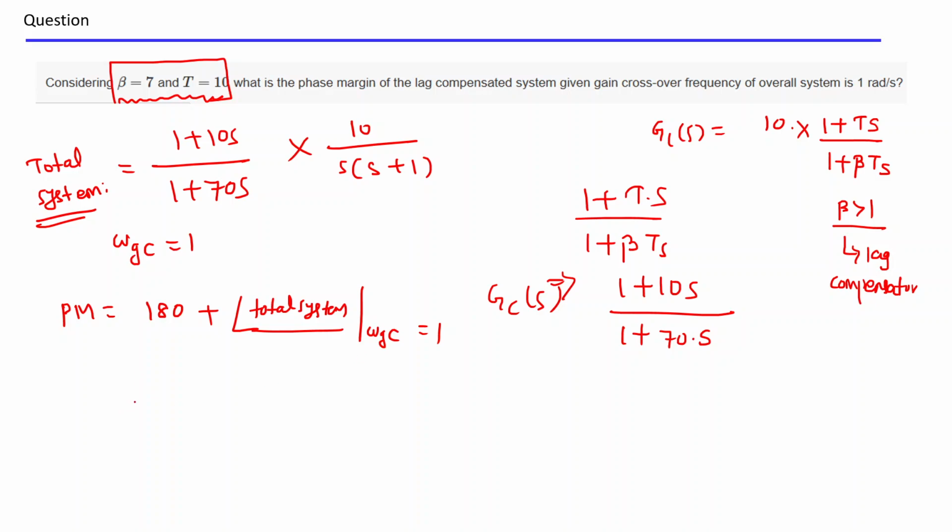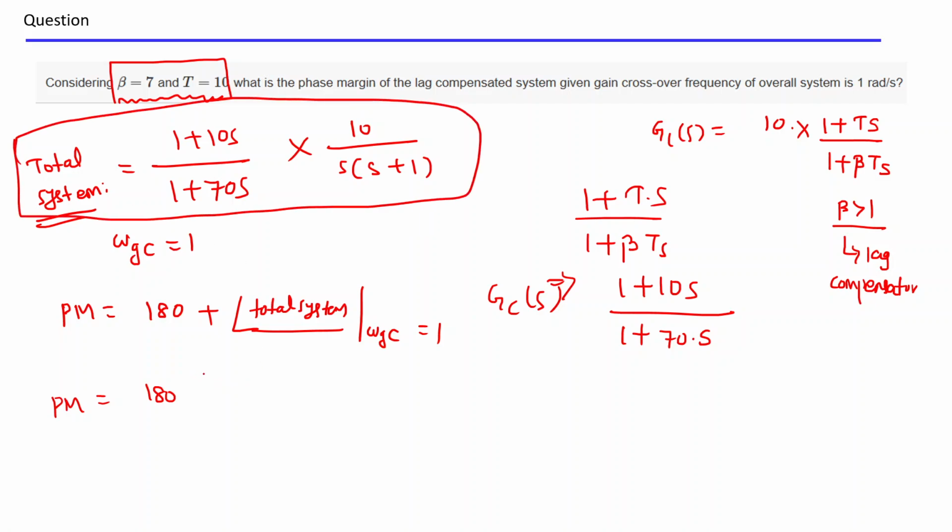Can anybody tell me what the phase margin is? 180 plus the angle of the total system. I am writing the angle of the total system, taking everything into the numerator. So 180 minus 90, because s contributes 90 degrees, and it is minus 90 when it goes to the numerator. For s plus 1, it contributes tan inverse of imaginary part by real part, which is omega. Going to the numerator, it will be minus tan inverse omega, where omega is your omega gc.